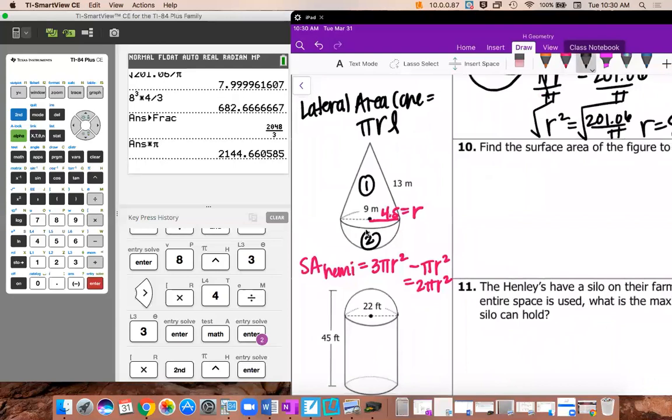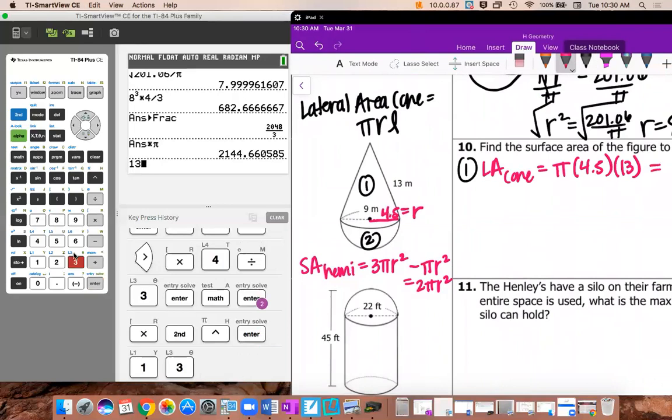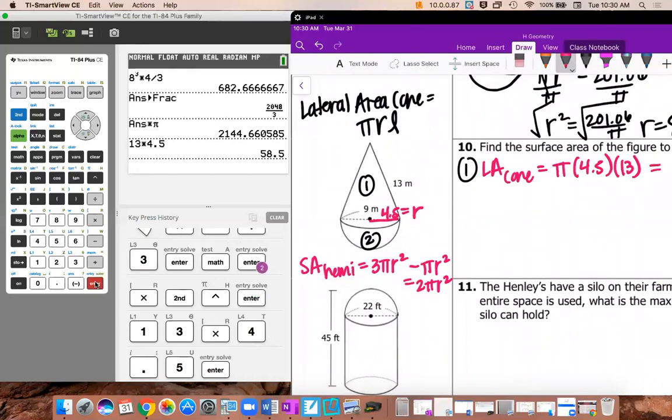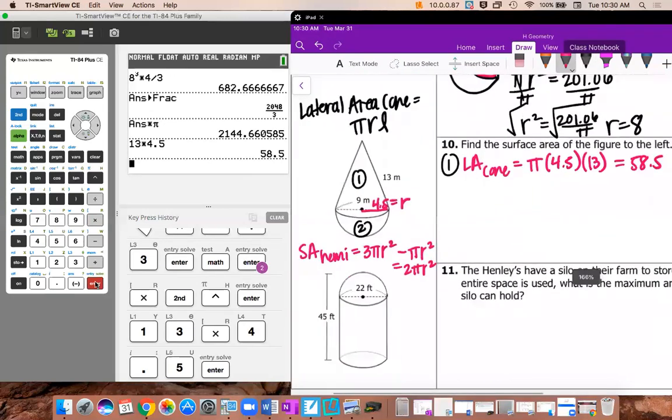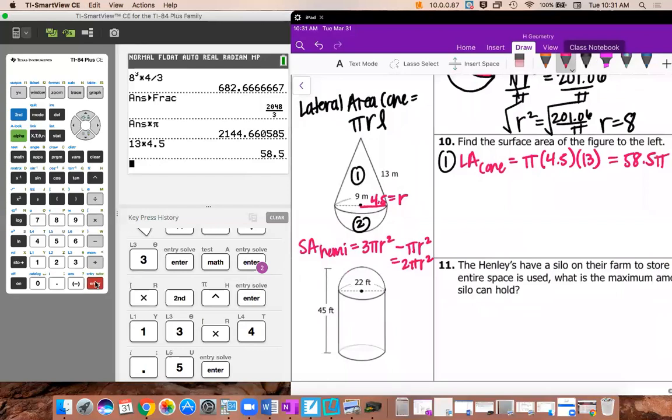So let's find the lateral area for number 1. So we just do lateral area of cone is going to equal pi. The radius was 4.5, and then lateral was 13. So on my calculator, I'm just going to do 13 times 4.5. So we get 58.5. And then we've got pi, and our units are meters squared because we're working with surface area.